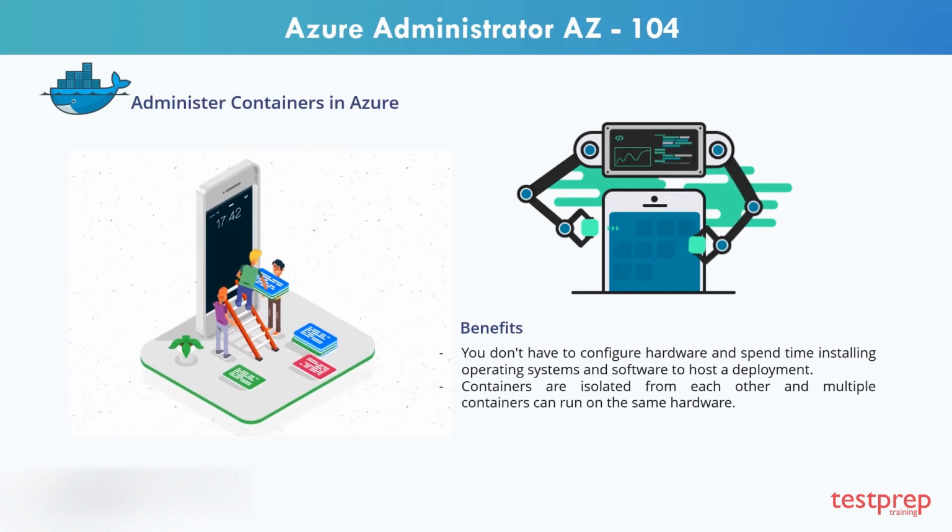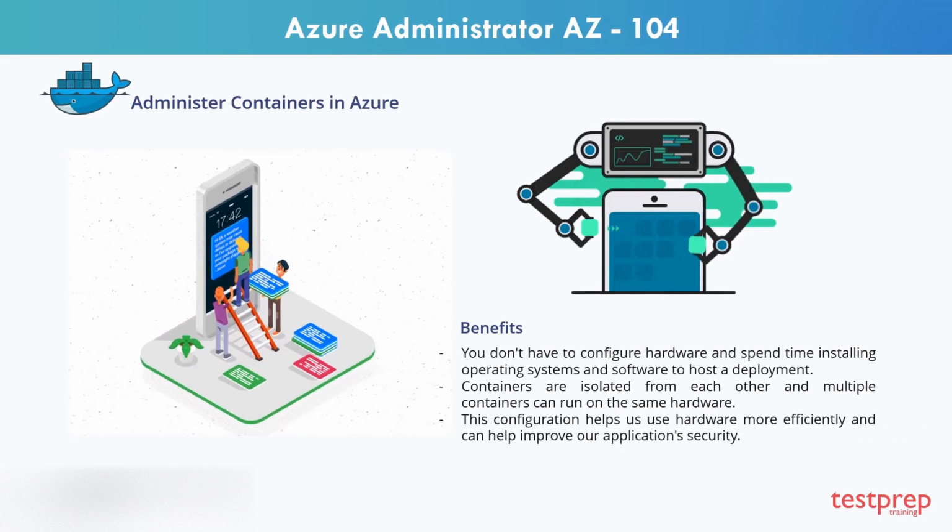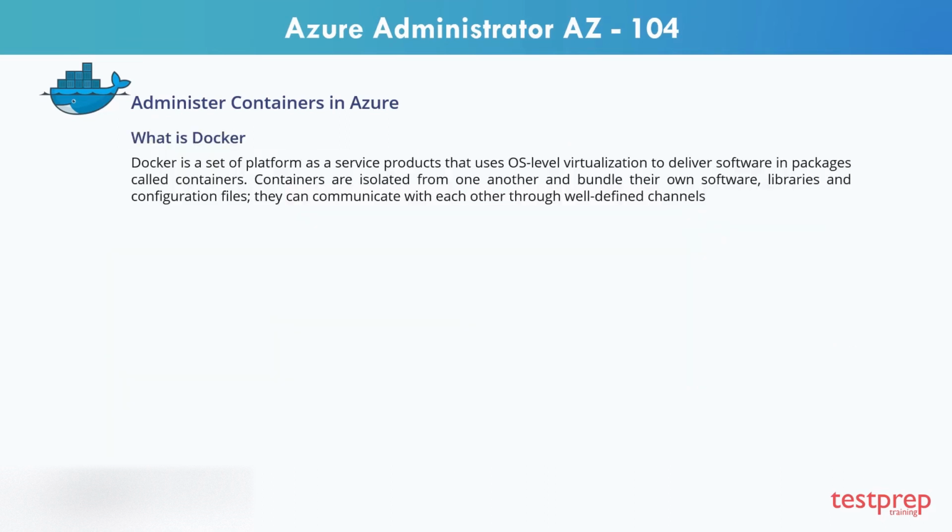Containers are isolated from each other, and multiple containers can run on the same hardware. This configuration helps us use hardware more efficiently, and can help improve our application's security. Docker is a set of platform-as-a-service products that uses OS-level virtualization to deliver software in packages called containers. Containers are isolated from one another, and bundle their own software, libraries, and configuration files. They can communicate with each other through well-defined channels.